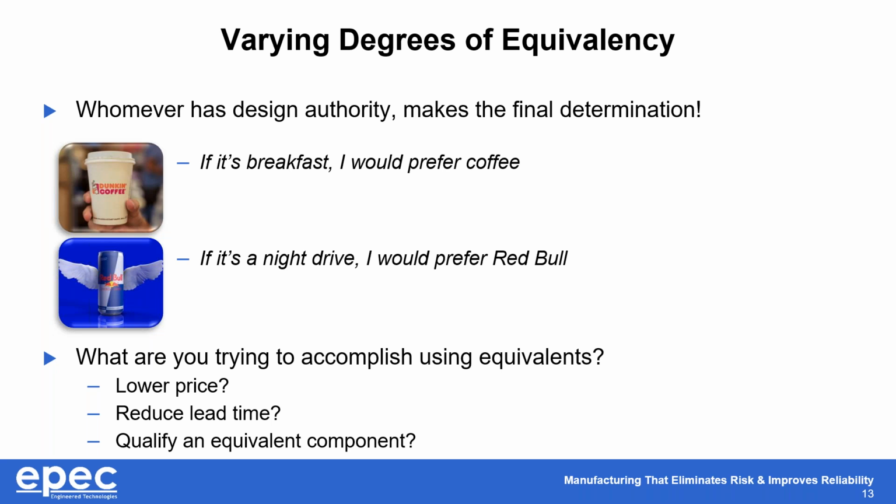But at the end of the day, we at Epec are trying to figure out what you're trying to accomplish using equivalence. Is it to lower the price? Is it to reduce your lead time? Or is it to decrease supply chain risk and qualify an equivalent component?